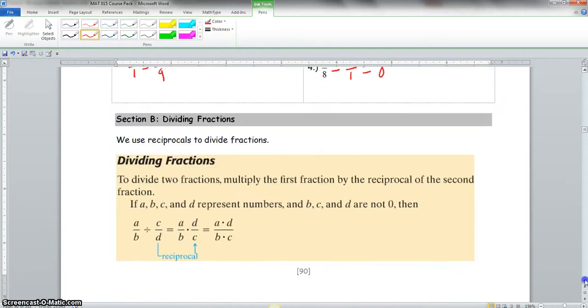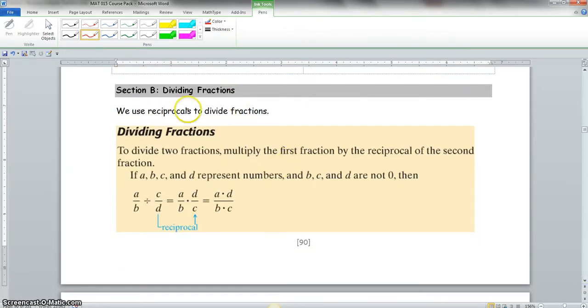Now we go down here to section B, dividing fractions. We use reciprocals to divide fractions. To divide two fractions, multiply the first fraction by the reciprocal of the second fraction. If a, b, c, and d represent numbers, and b, c, and d are not 0, then a over b divided by c over d is equal to a over b times d over c. And then we multiply those values.